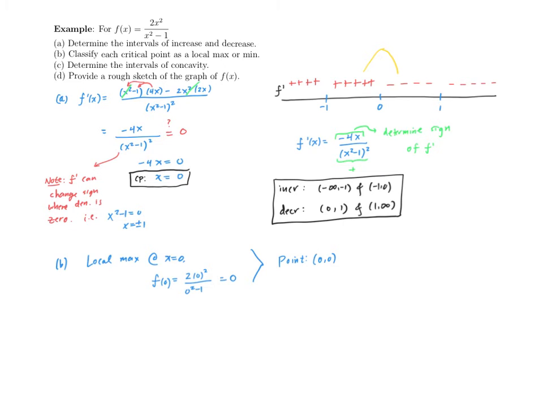So now moving on to part C, we will determine the intervals of concavity. And to determine the intervals of concavity, this requires us to find the second derivative. So looking above, we see the formula that we have for f prime. We would once again need a quotient rule to differentiate and find f double prime.